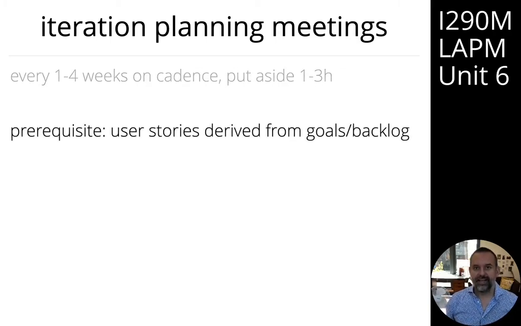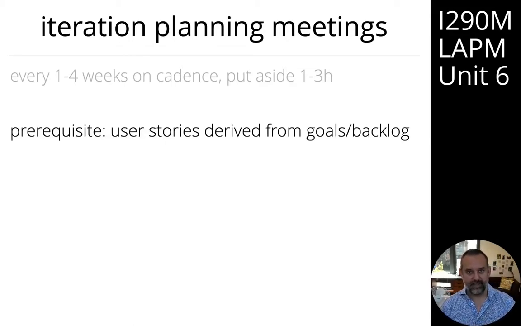Before you hold the planning meeting, you need to have user stories written. And those can be written by product managers, they can be written by the team. The important thing is to have them ready and have had the conversations that created the user stories before the planning meeting. You can write stories during the planning meeting, and that's a perfectly acceptable thing to do, but that should not be the way that most of the stories are prepared.